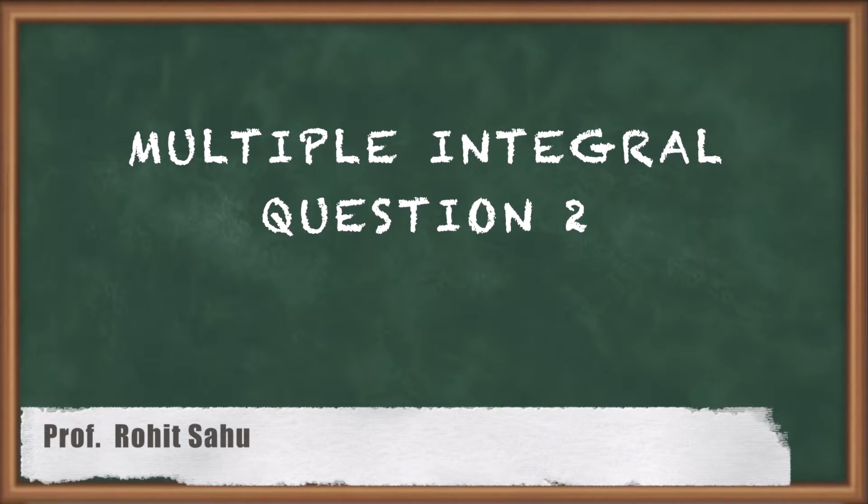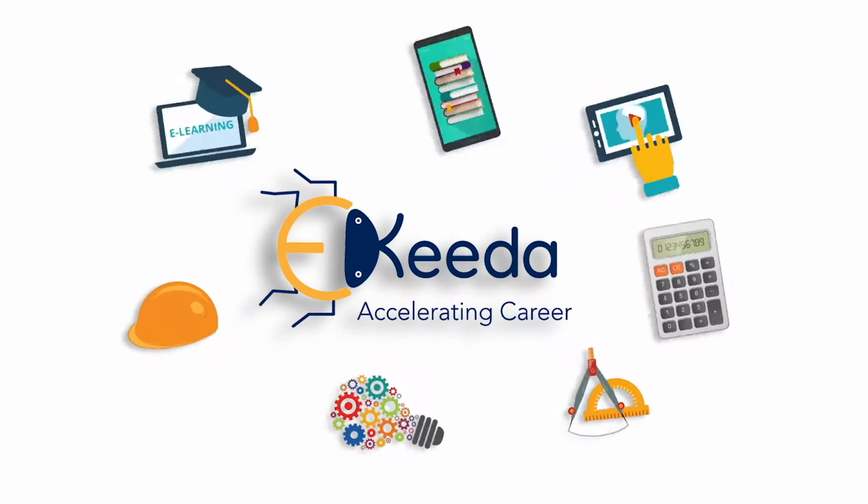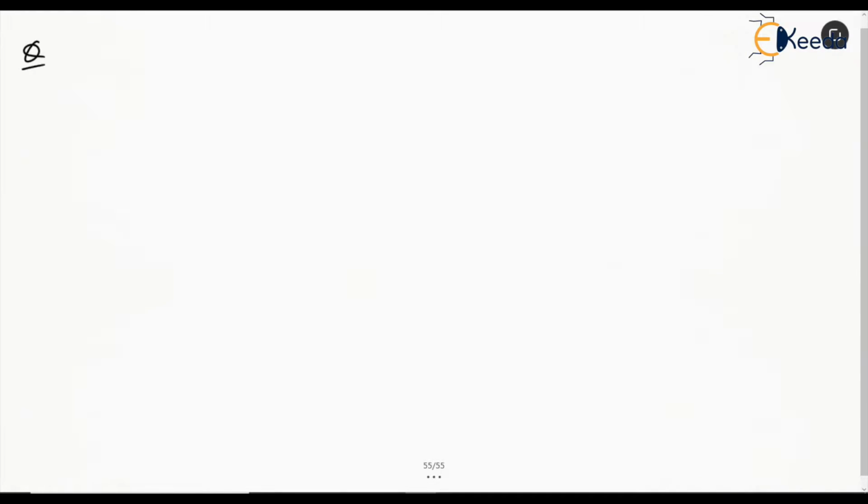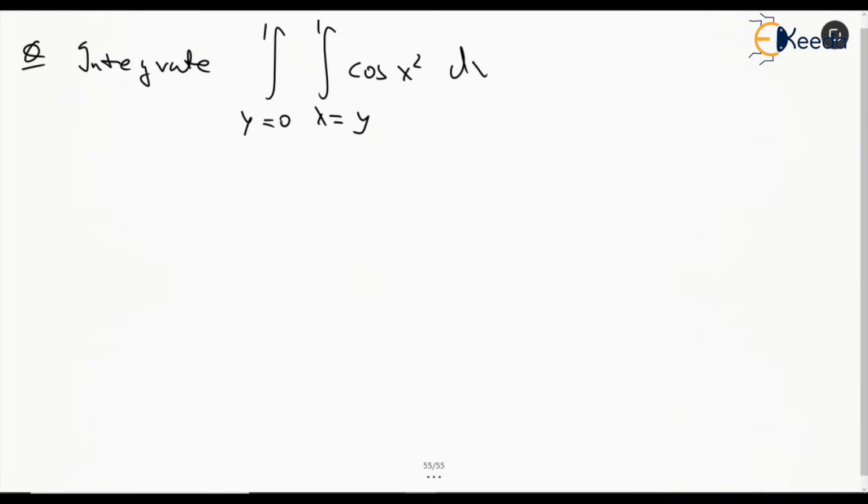Hello everyone. In this session, we'll see another question on double integration and we'll see what is the application. So it says: integrate y equal to 0 to 1, x is equal to y to 1, the function cos of x square dx dy. This is the question. We have to integrate this.